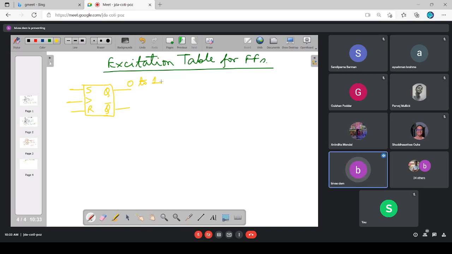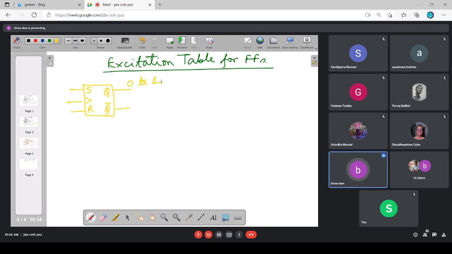It may so happen that I want to continue with the previous state. The output was previously 0, and the next output should also remain 0. That is also one type of state transition. The output was previously 1, and I may want to continue with that same state in the next state. So 1 to 1 transition, 0 to 0 transition, 0 to 1 transition, and 1 to 0 transition. These are the 4 different state transitions that are possible, from one clock active edge to the next clock active edge.